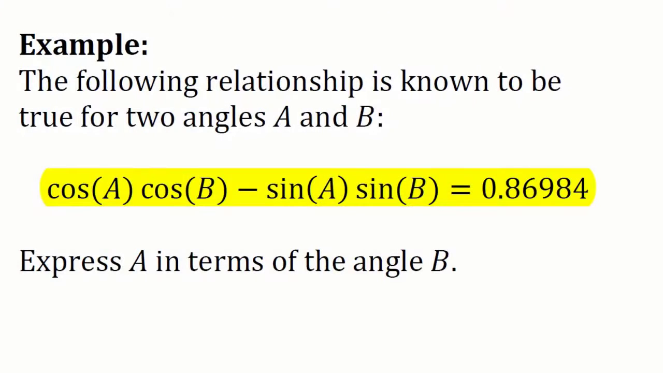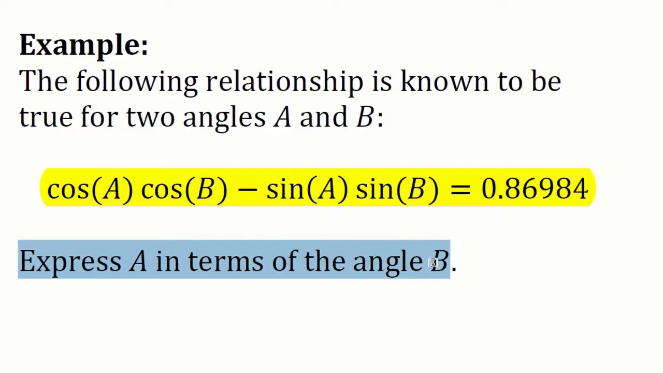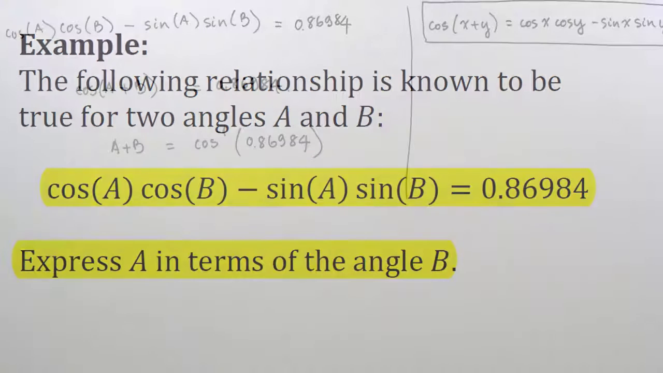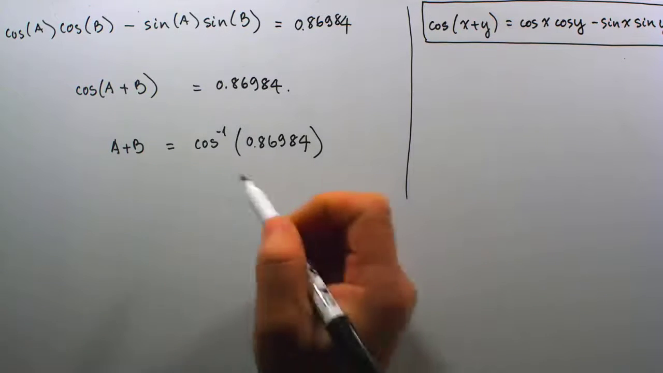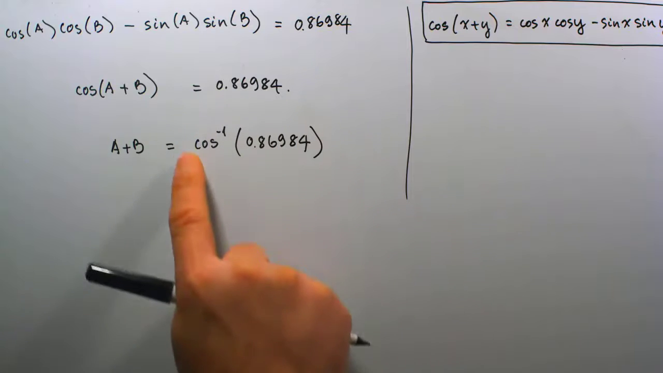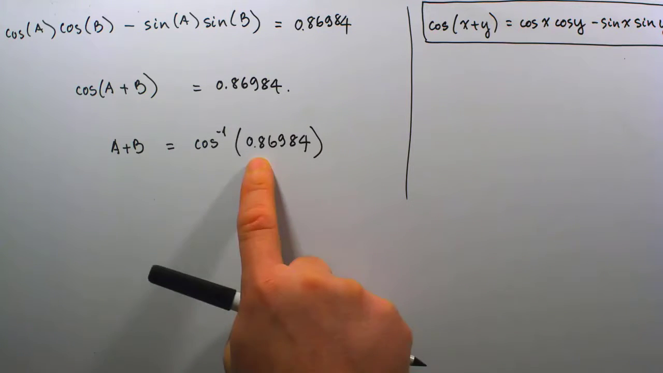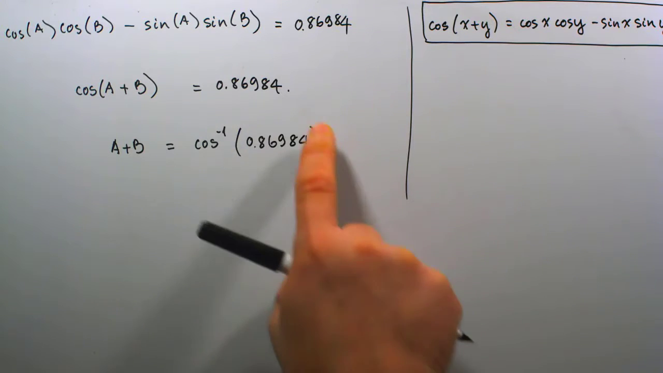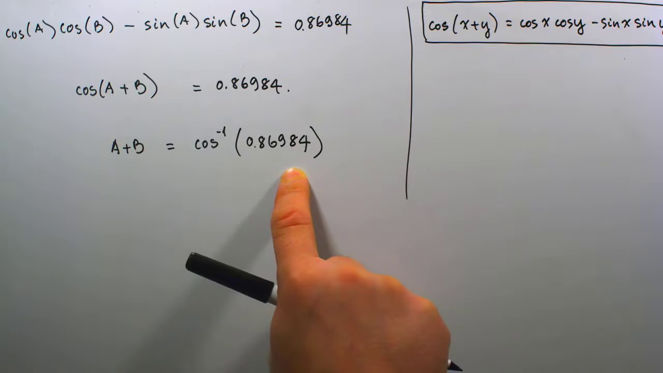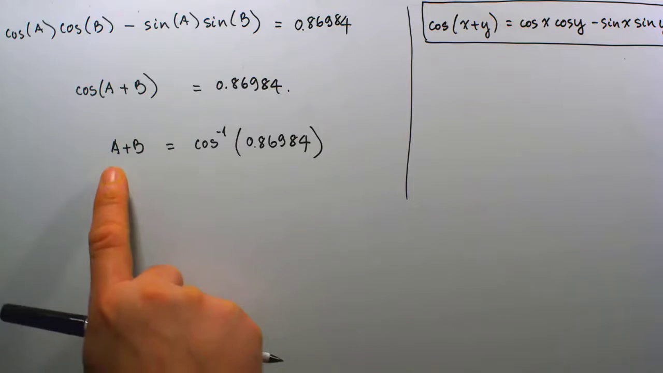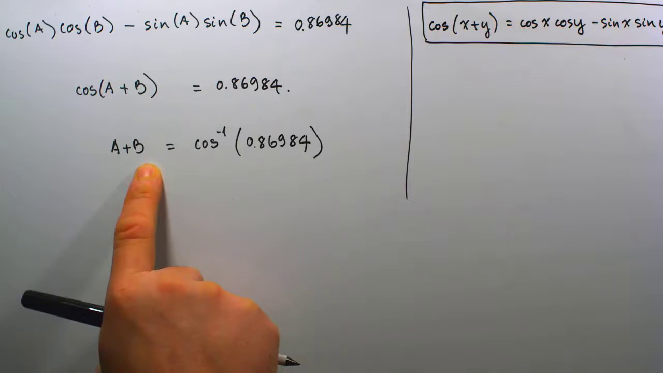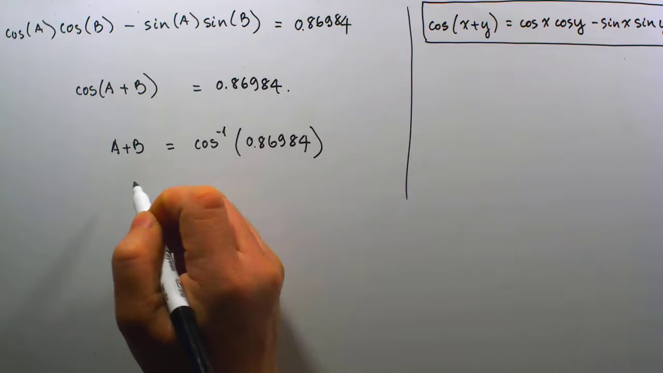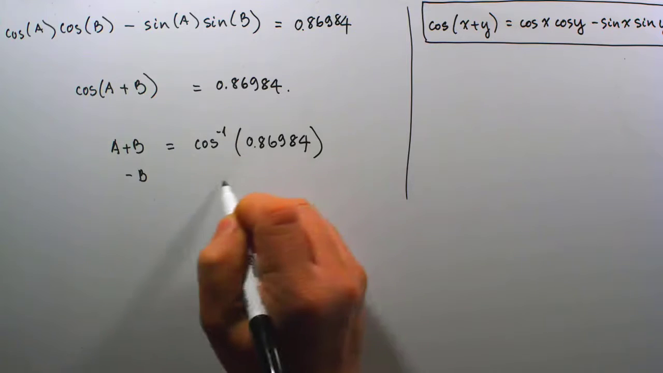So now let me highlight the actual question. We want to express A in terms of the angle B. So that means now on my writing board, the simple step we need to take, and really, I don't even need to find out the actual cosine inverse value of 0.86984 here. We can just simply understand that this will be a known real value. But our main ultimate goal here is to express A as a variable, but in terms of B. So the simple step that we're going to take next is simply to subtract B from both sides.